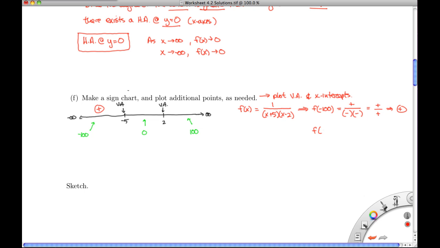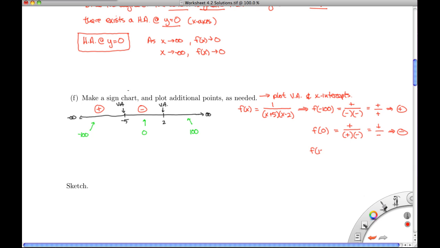So we could do f of 0, and again, if I plug in 0 for x, the 1 will remain positive up top. If I plug in 0 for x, that's going to be a positive number for that first factor. If I plug in 0 for x in x minus 2, that's going to be a negative number. So I'm going to have a positive divided by a negative, which is going to give me a negative number. So in this interval, our curve is going to be negative, or below the x-axis.